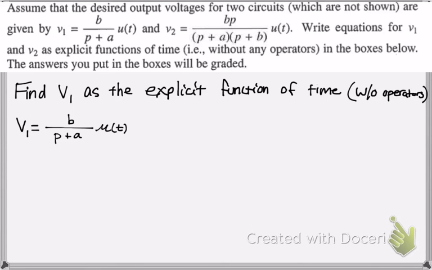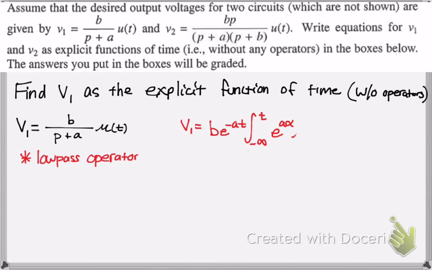And a low-pass operator is pretty much an algebraic equation that takes place of a differential equation. So we know the low-pass operator actually has this integral form. So the low-pass operator would simply be b times e to the negative at multiplied by the integral from negative infinity to t, e to the a alpha times the step function mu of alpha d alpha. And alpha is a dummy variable for this relationship here. Could be anything.